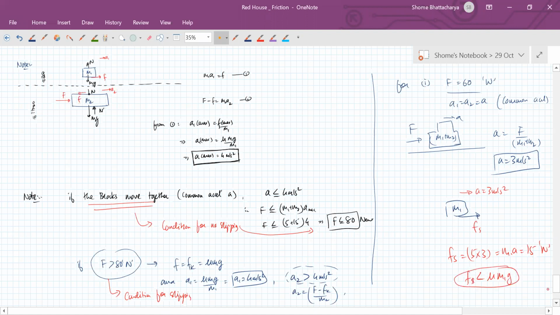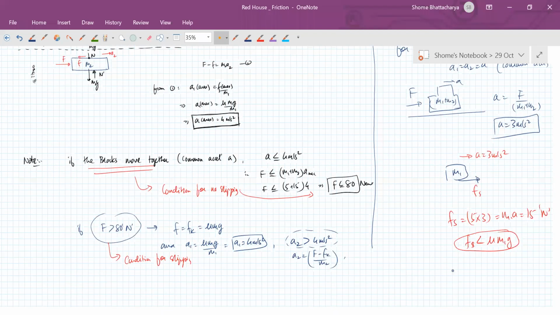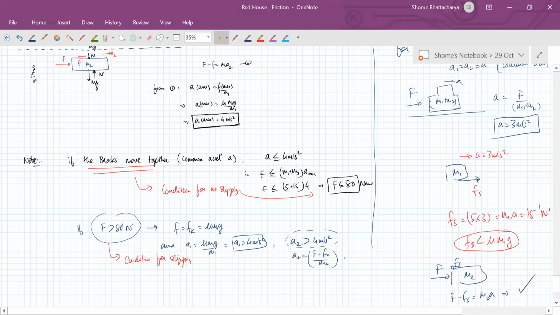And likewise, you can understand in the FBD of m2, there is F and the same static friction. So F minus static friction is m2a. That is going to work out, because you substitute the value of F as 60 and the value of static friction as 15. You get the same value of acceleration.